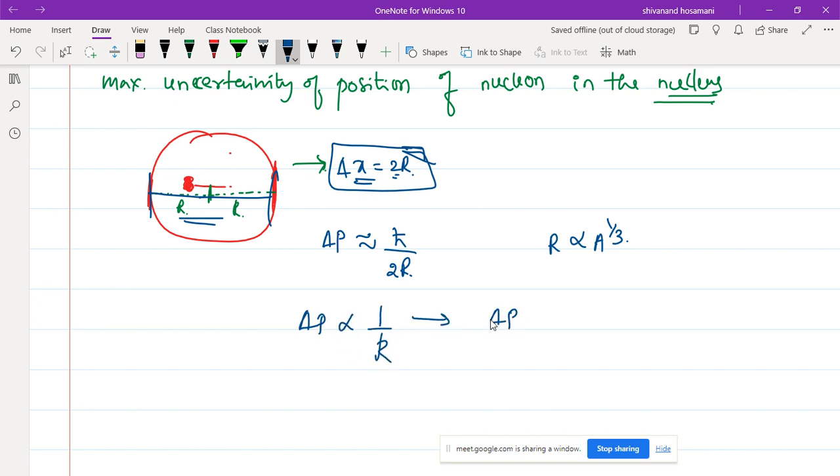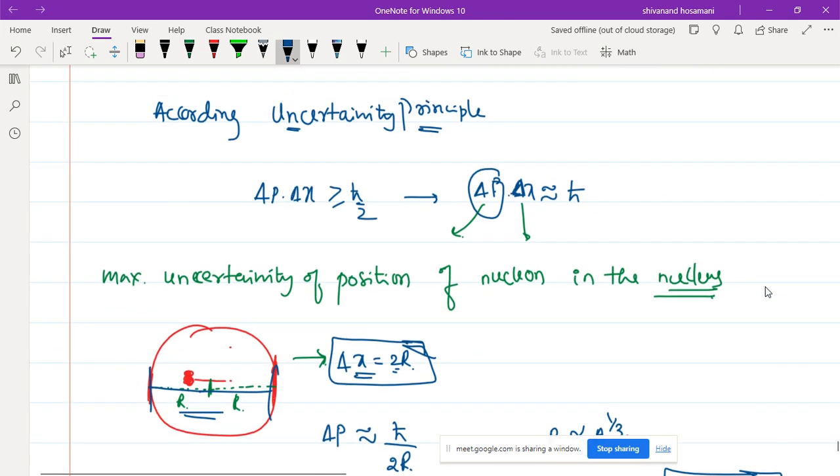Therefore, I can rewrite that delta P is going to vary as 1 divided by A to the power of 1 by 3. For delta P, or momentum, always varies with respect to its mass number as A to the power of minus 1 by 3. That is the answer.